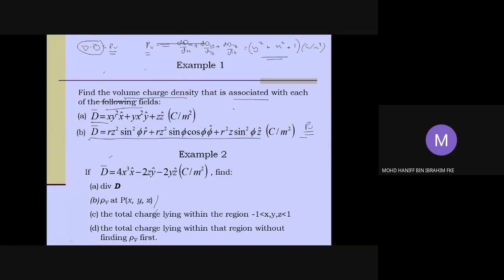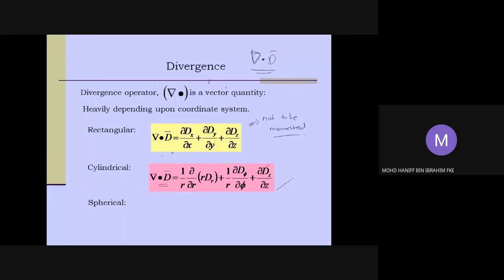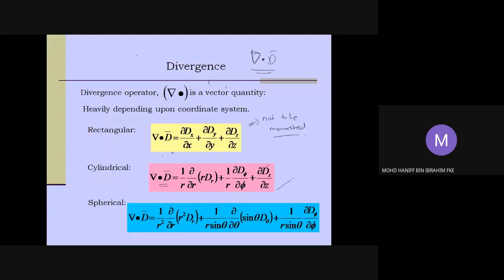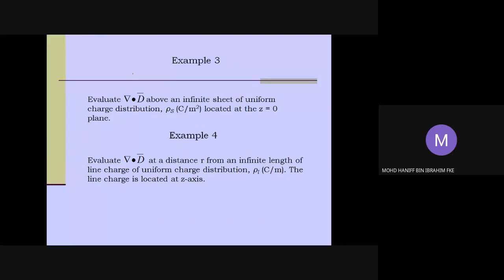Okay then, I think there's nothing much to be explained in this lecture 7. My concern is only on this divergence operation, in which we have successfully learned that the divergence of D equals rho V, the first law of Maxwell, which actually comes from Gauss's equation, D dot dS equals Q enclosed. Right. So I won't be doing this example. You can try this on your own.